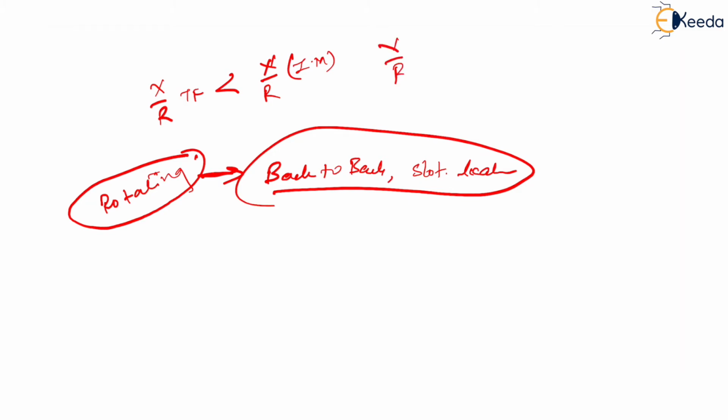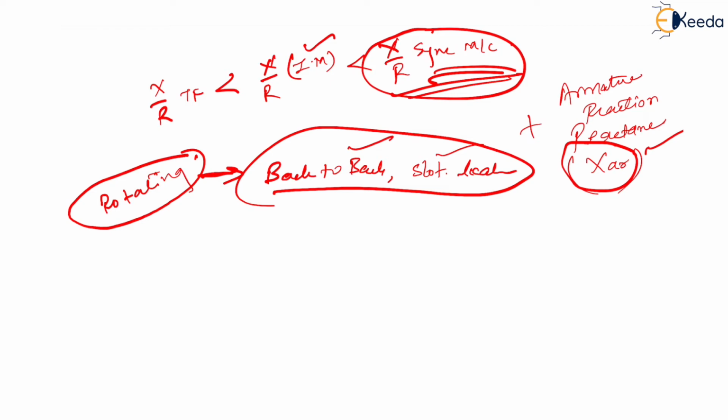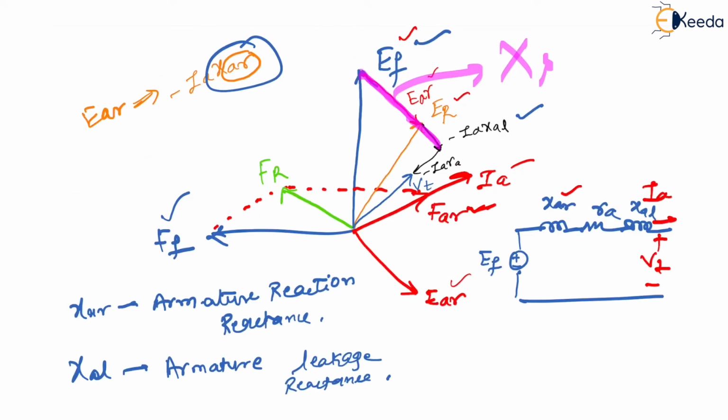But we have seen that the X by R ratio of the synchronous machine is the highest. Why? Because in a synchronous machine, you have this slot leakage and all, they are already there in it. But apart from that, we have got something called armature reaction reactance, which is nothing but XAR. Because this XAR is not there in an induction machine, it is there in a synchronous machine. That is the reason we say that the X by R ratio of a synchronous machine is highest. Getting my point?